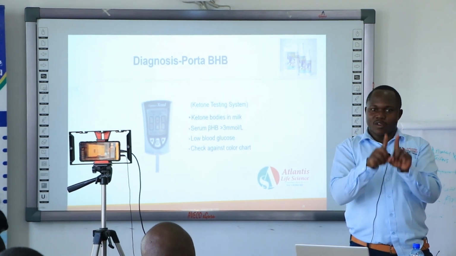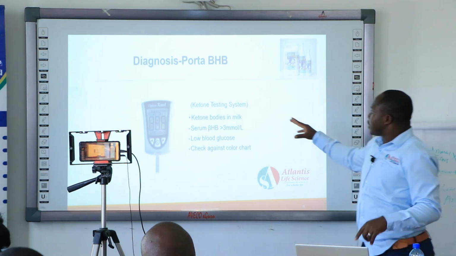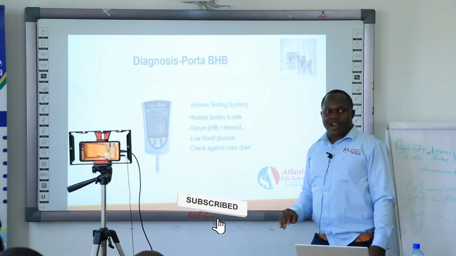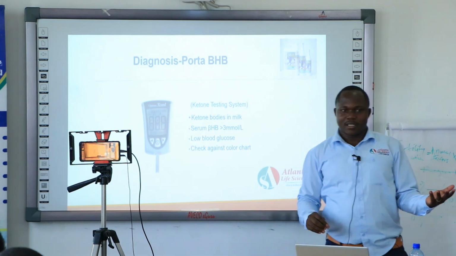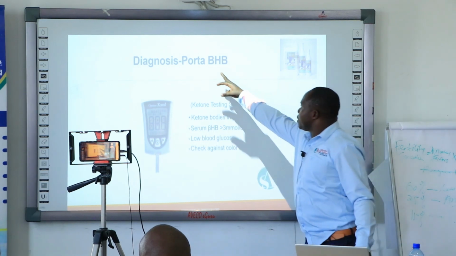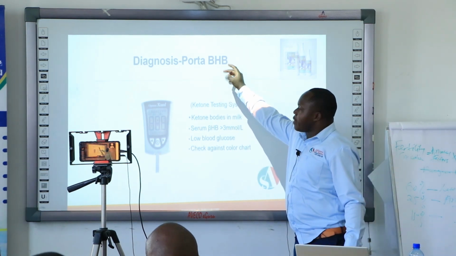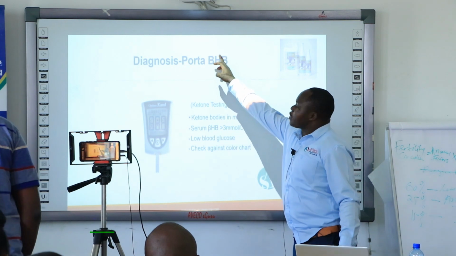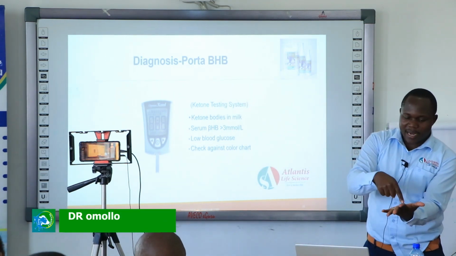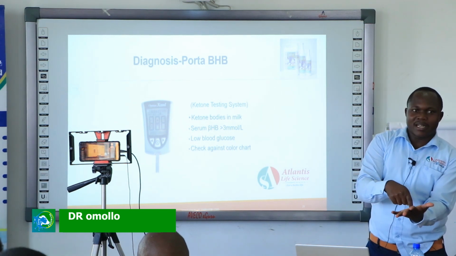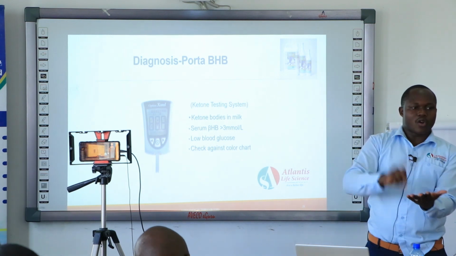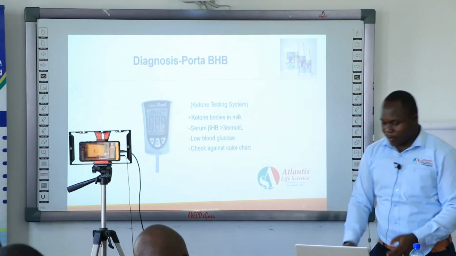So because of the issues of subclinical ketosis, we still have diagnostic test kits that can be used, but very simple test kits. There is one called Porter BHB. This means beta hydroxybutyrate. It measures the level of these ketone bodies in the milk. So you take that test kit, put milk there, then in 2 seconds, in 1 minute, you are able to know if the animal has ketosis or not. Do you understand? Then from there you can manage it.